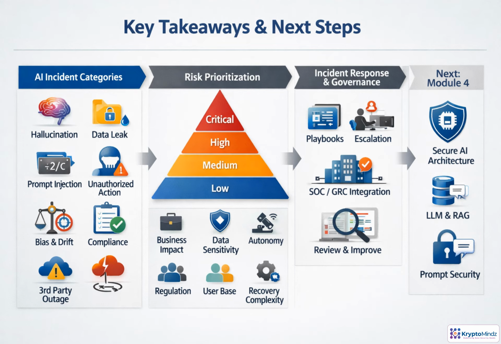The key is to turn AI risk into repeatable operations. Classify incidents in AI-specific terms, score them by impact, sensitivity, autonomy, and regulation, then escalate through owners, playbooks, and SOC and GRC workflows. Use every review to improve governance. Next, we build secure AI architecture, including LLM, RAG, and prompt security foundations.